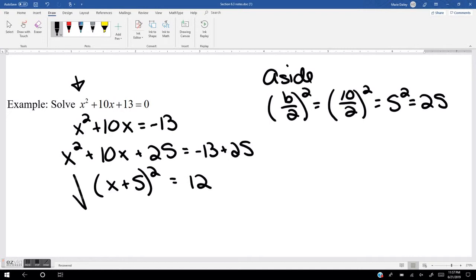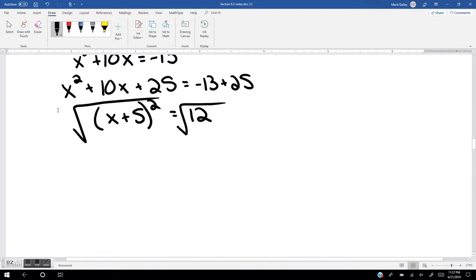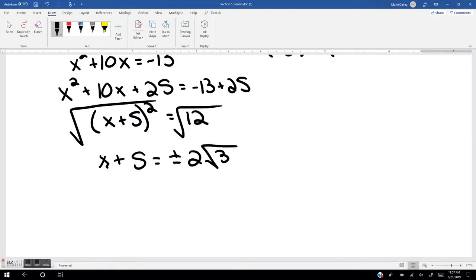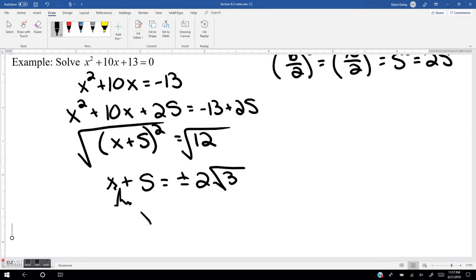And taking the square root of both sides, remember we are going to simplify that square root of 12 to give me x plus 5 equals plus or minus 2 square roots of 3. Subtracting the 5 over to the other side, this gives me negative 5 plus or minus 2 square roots of 3. Let's erase that, that's ugly. Okay, cool.